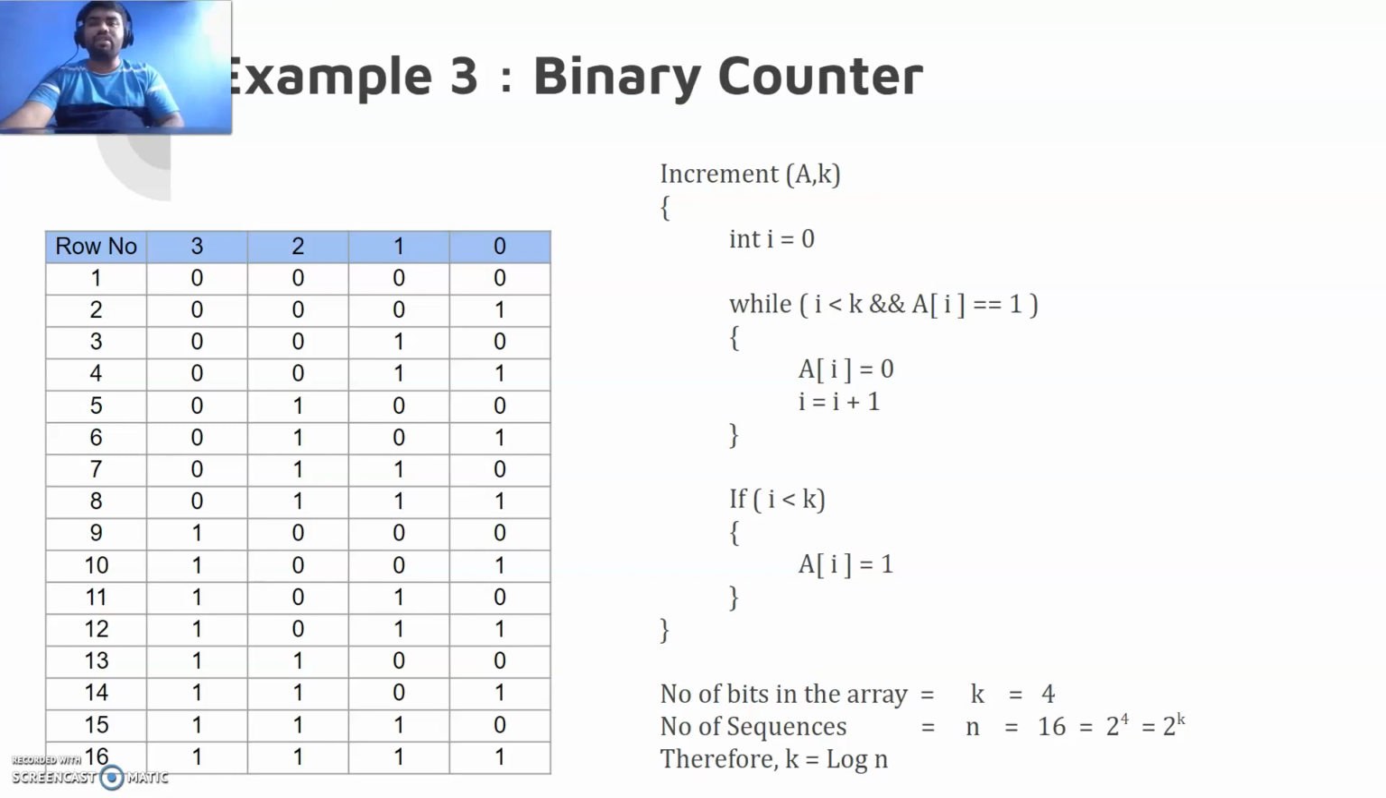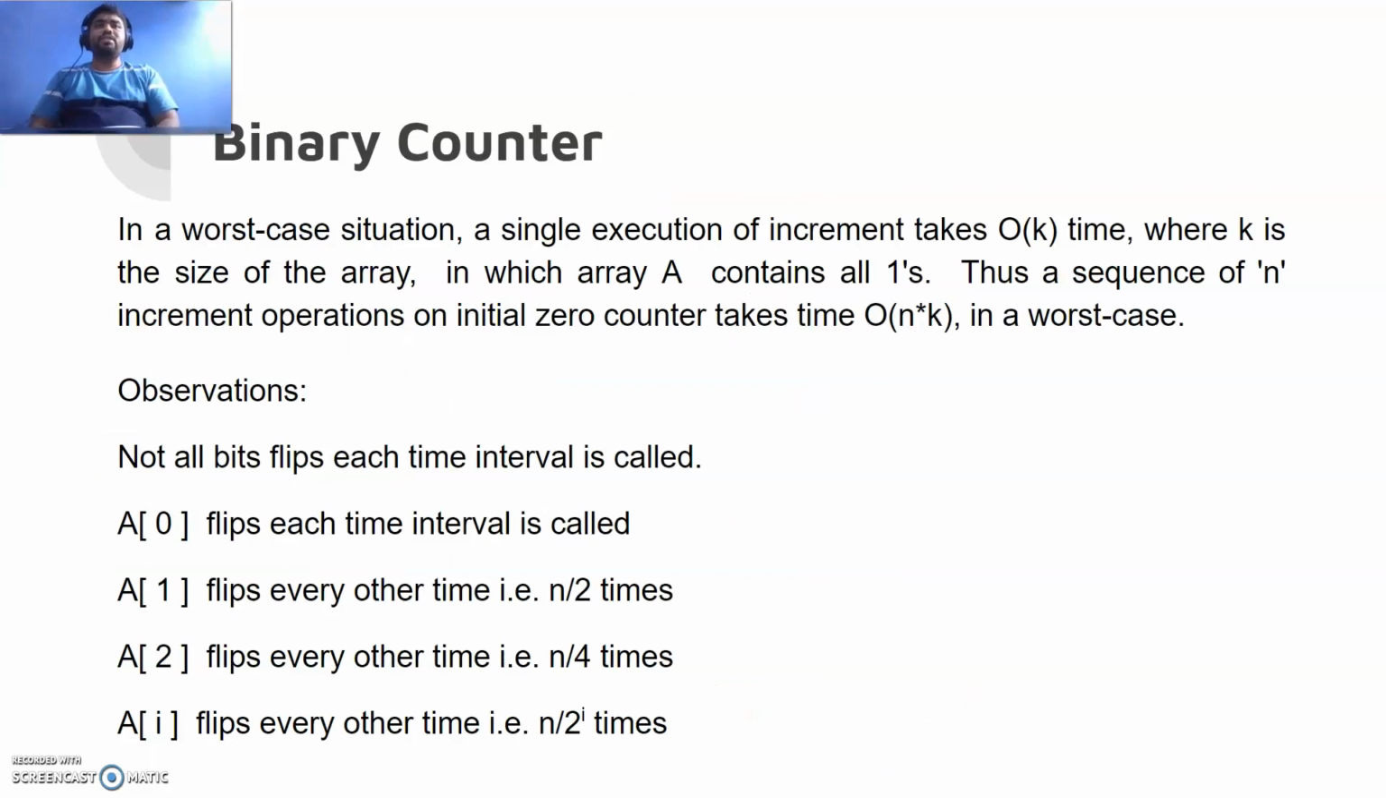So that means we can encounter all the 4-bit changes over here. So that is big O of k, right? Now, this big O of k, where k is the size of the array, is for the case in which array A contains all ones. Thus, a sequence of n increment operations, right? N increment operations if we are doing, that means n sequences.